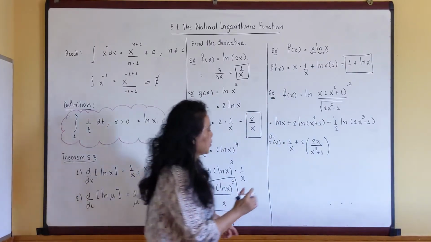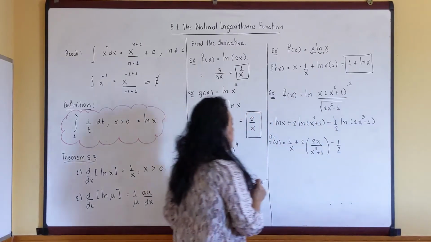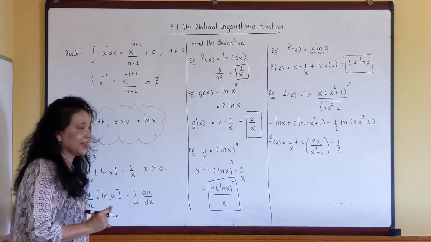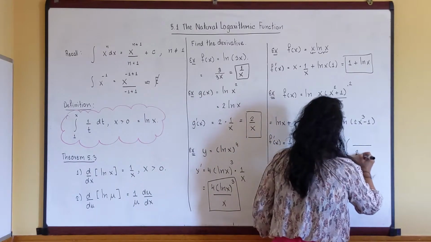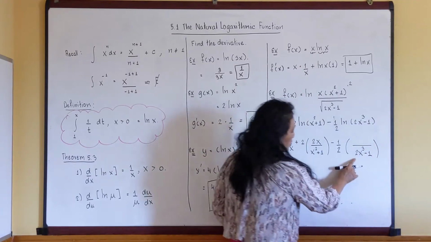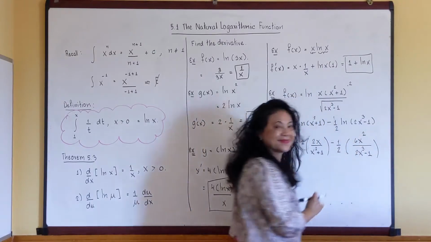Okay. The next one, I'm going to have minus 1/2. Think of this as u again and apply this one here. So I'm going to have negative 2x cubed minus 1 in the denominator, and then the derivative of this, which is 6x squared.